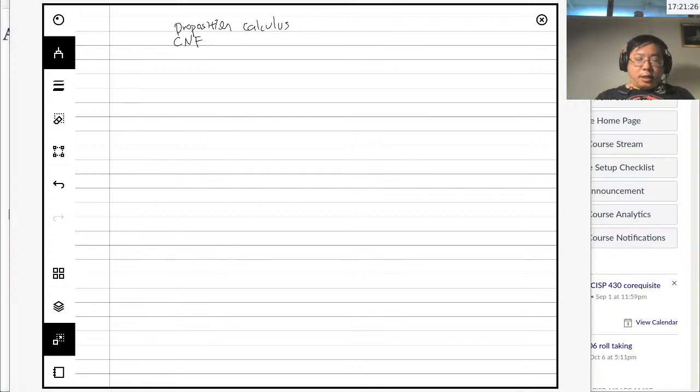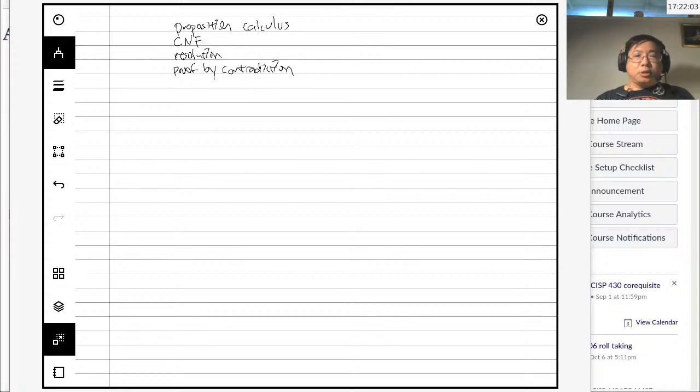Okay, and then we talked about resolution. And resolution is also very important because resolution works on CNF. Okay, if you have an expression that is in the form of a CNF, resolution works on it very easily. So resolution is a mechanism that works on CNF. And CNF is complete, which means we can turn any Boolean expression or any collection of Boolean expressions into a CNF. And then we have proof by contradiction.